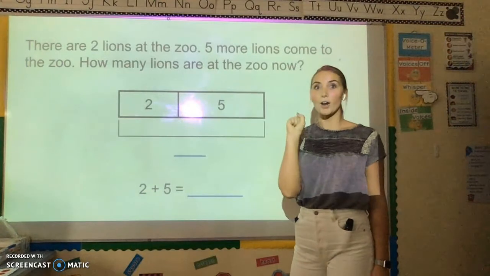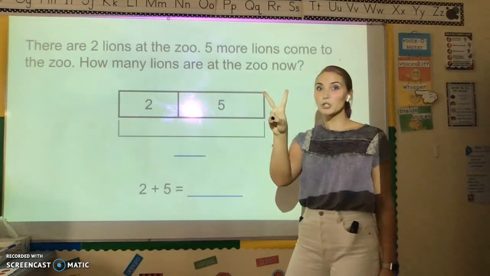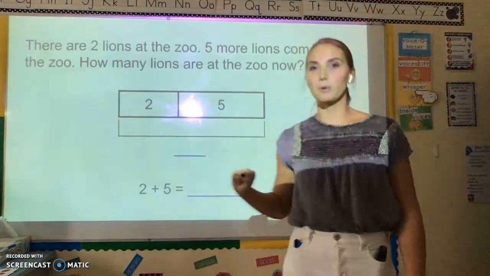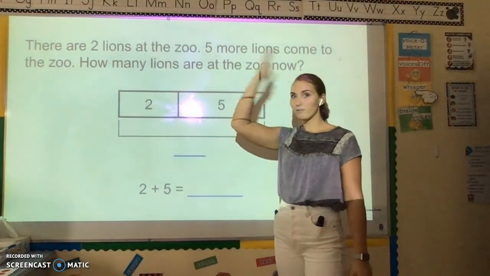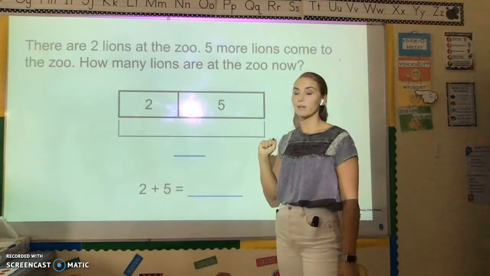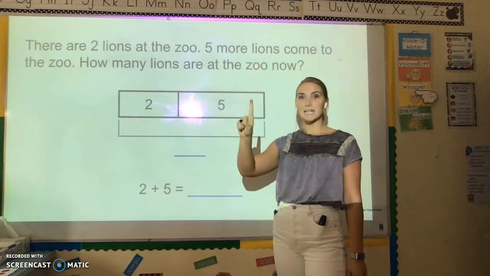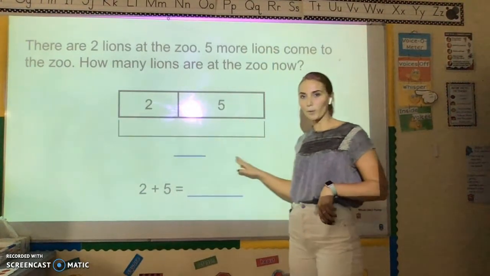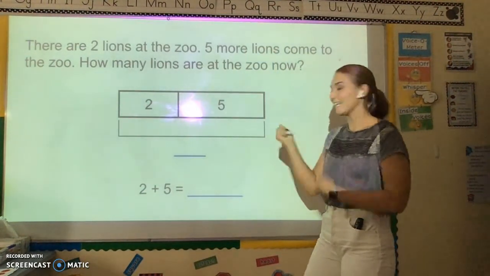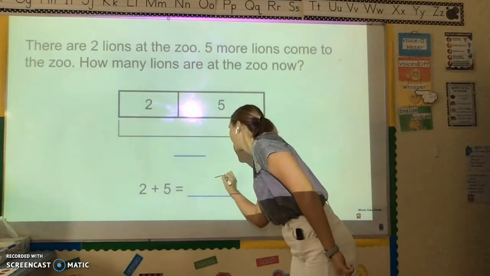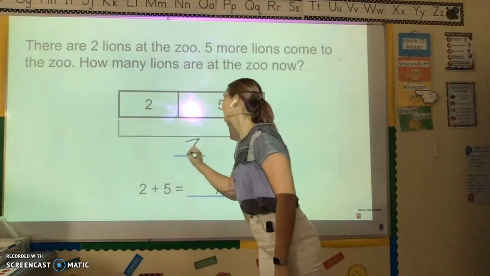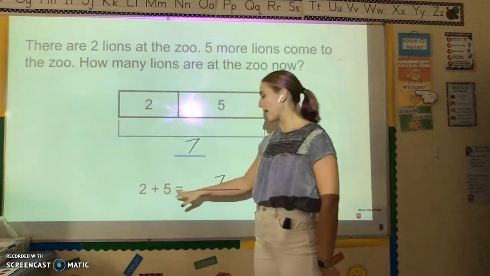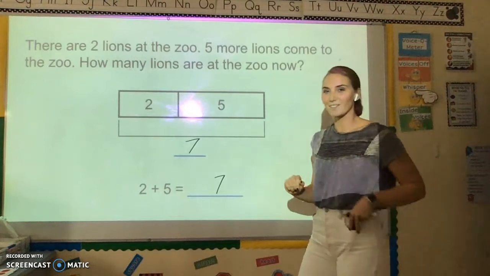So, on our fingers, we are going to count 2 more. So boys and girls, do it with me. Tap 5 in your head, 5, and count up 2 fingers. 5, 6, 7. So what is my whole? It is 7, because 2 plus 5 equals 7.